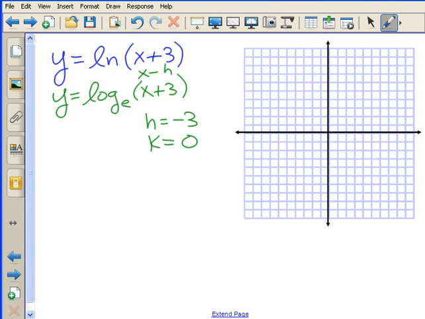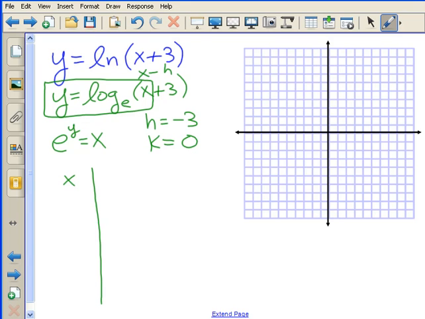Our exponential equivalent here would be e to the y equals x. Again, we are looking at the base function, which is just log base e of x, or ln of x. Let's make our table of values again. We're going to pick our y values first: -1, 0, 1. Here we get e to the negative first power, which is 1 over e, approximately 0.4. Here we have e to the 0, which is 1, and e to the first, which is approximately 2.7.